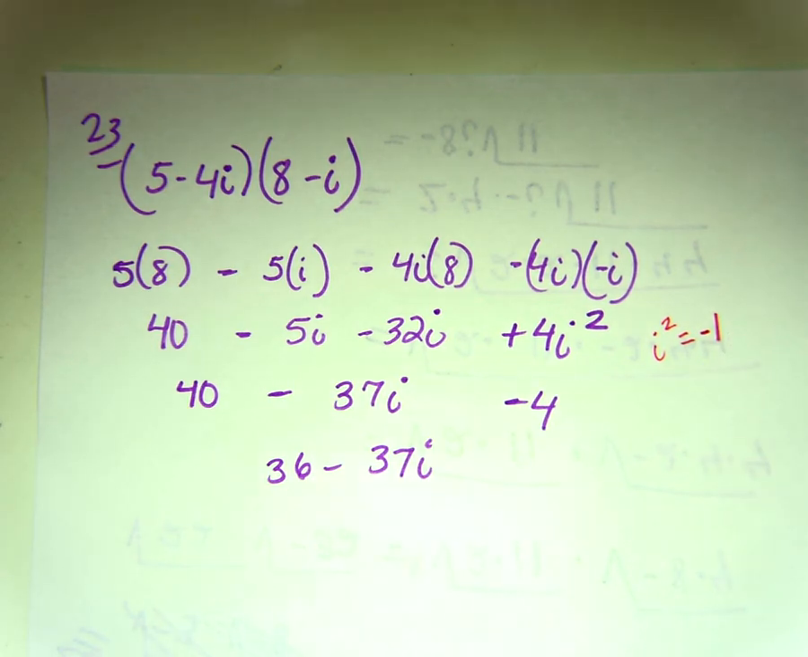So now I have to simplify and combine my like terms. So now I have 40 minus 37i minus 4. Remember, the i squared is the same thing as negative 1, so 4 times negative 1 gives you minus 4. These two are constants, so they don't have a variable, so 40 minus 4 is 36. And bring down your minus 37i. Final answer is 36 minus 37i.